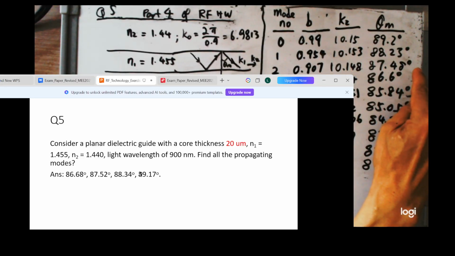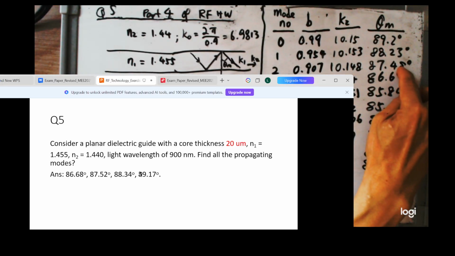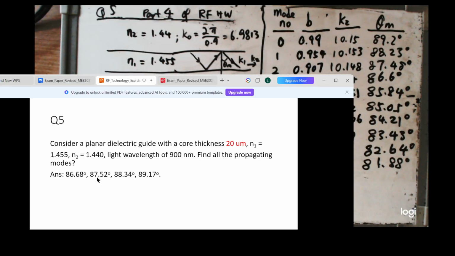So very close. The next one, I got 87.48, while the answer is 87.52, and the next one is 68.68 from the answer, but I got 68.6. So the answers are quite close. I only copy the last four because I actually extract the answer from the graph from the internet. But here you can see where we can calculate the value directly from the BB curve.